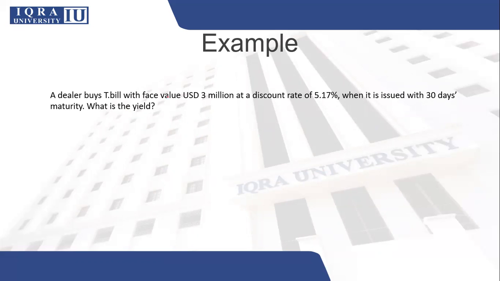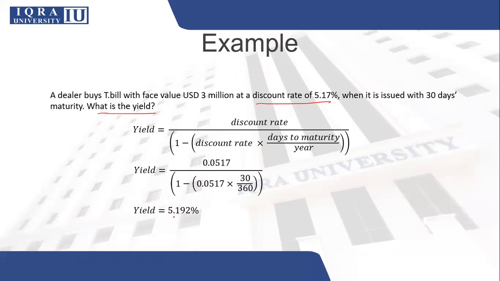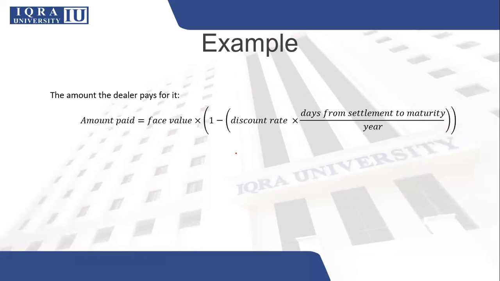So a dealer buys a T-bill with a face value of 3 million at a discount rate of 5.17% when it is issued with 30 days maturity. What is the yield? They have given you the discount rate and they're asking you what is the yield. So this is the formula. The discount rate is 5.17%. The days to maturity are 30. So just plug in the values and this is the yield, 5.192%.